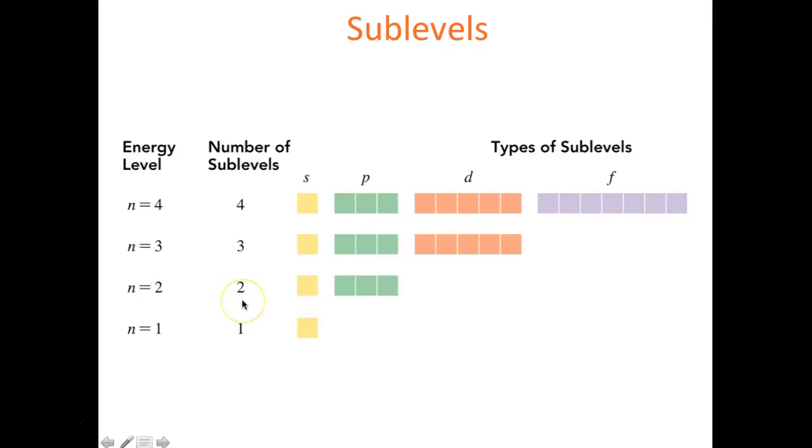N equals 2 has 2 sublevels, the s sublevel with the s orbital, and the p sublevel, which has 3 orbitals, px, py, and pz. N equals 3 has got 3 sublevels, the s, p, and d, and the associated orbitals, the s orbital, the 3 p orbitals, and the 5 d orbitals. And then n equals 4 has got s, p, d, and f, 1 s orbital, 3 p orbitals, 5 d orbitals, and 7 f orbitals. Okay, so n equals 1 can hold 2 electrons, n equals 2 can hold a total of 8 electrons, n equals 3 can hold a total of 18, and n equals 4 can hold a total of 32 electrons.